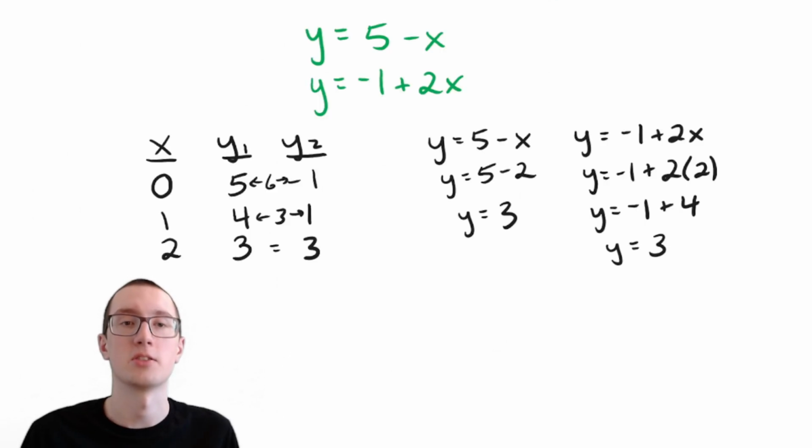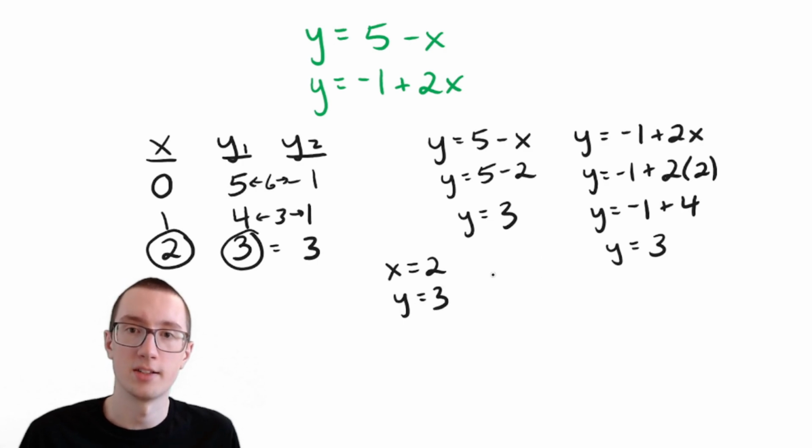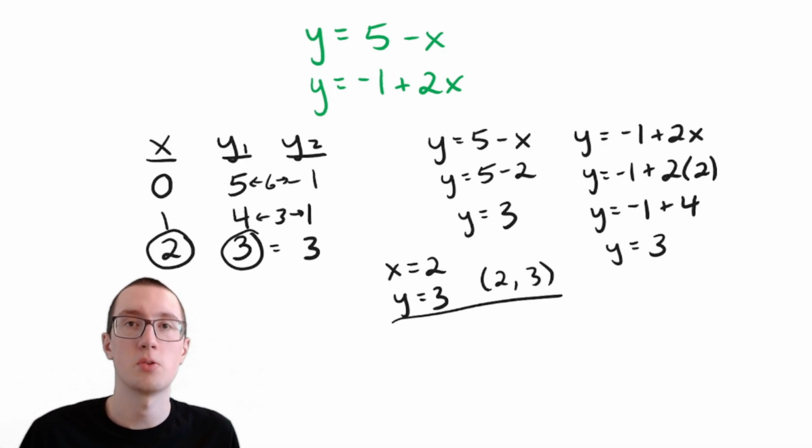So how would you write our answer? Well, x is going to be 2 and y is going to be 3, right? Because it's 3 in both equations. So we're either going to write our answer as x equals 2 and y equals 3, or we could write it as a point on a graph, which would be (2, 3). So there you go. Our answer is x is 2 and y is 3.